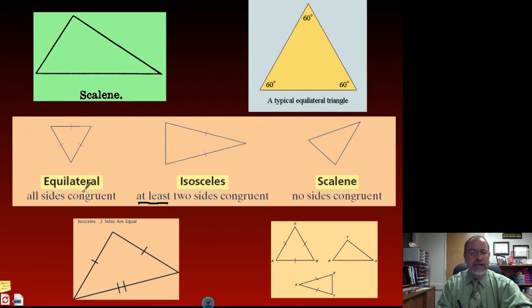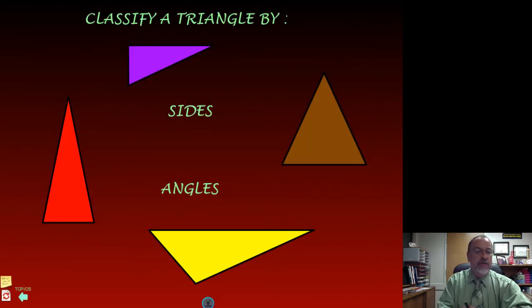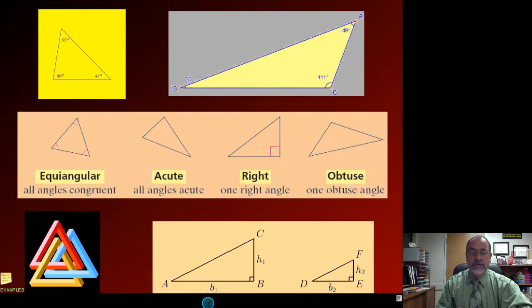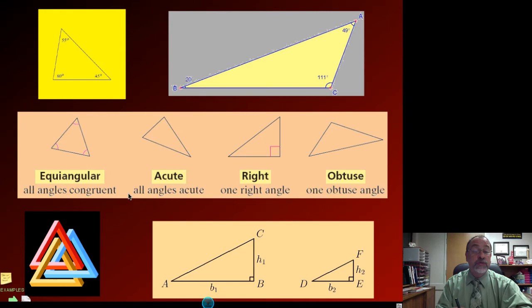So equilateral, all sides equal. Isosceles, at least two sides equal. And scalene, no sides equal. That's how you would classify a triangle, just by looking at the lengths of its sides. Now the other way to classify a triangle is by looking at the measure of the angles. In this case we have four types of triangles, and they're tied very closely to some angle measurements that we looked at earlier this year.